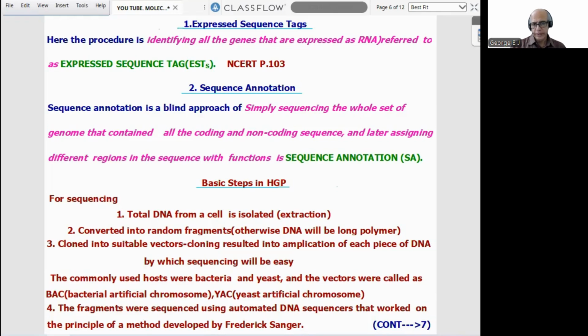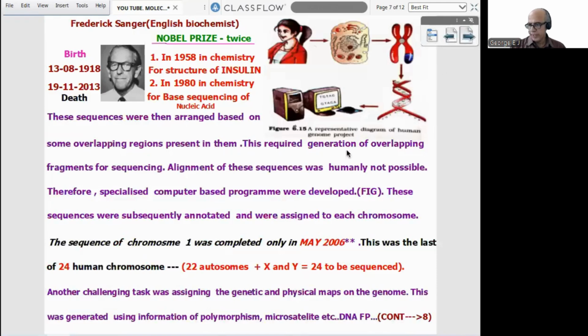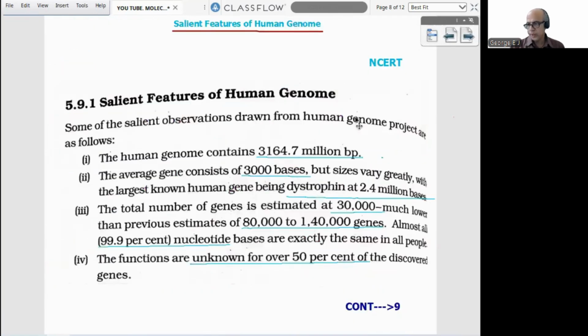Then the famous scientist Frederick Sanger, British, birth and death 1918 and 2013, two-time Nobel Prize winner. One is in chemistry, for insulin, the other is for base sequencing of nucleic acids. Then this is the methodology or diagram in NCERT. Then what is the idea behind it? Then the sequence of chromosome number 1 was completed only in May 2006, the last of the 24 human chromosomes, 22 plus XY. Then salient features of the human genome, that is the most important item.